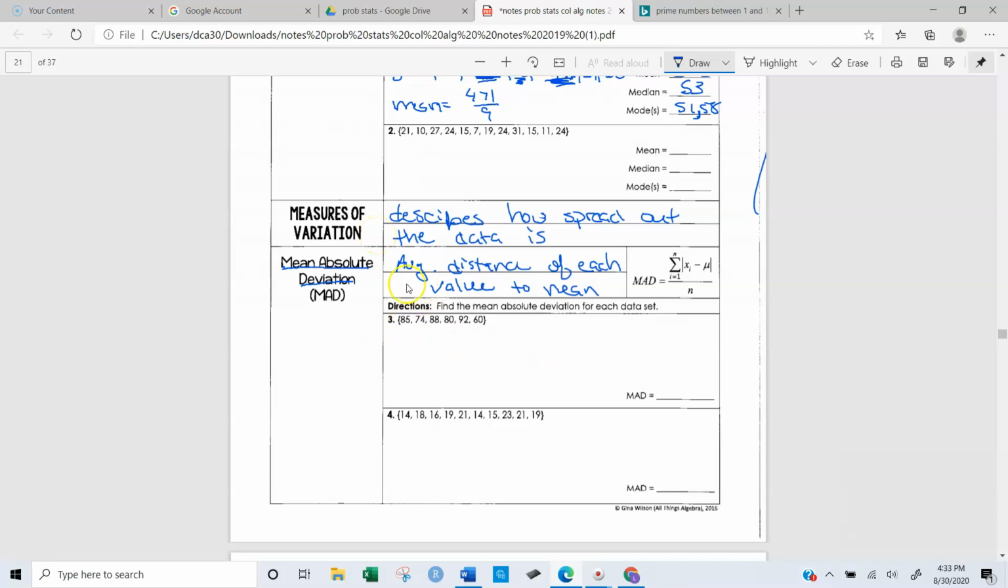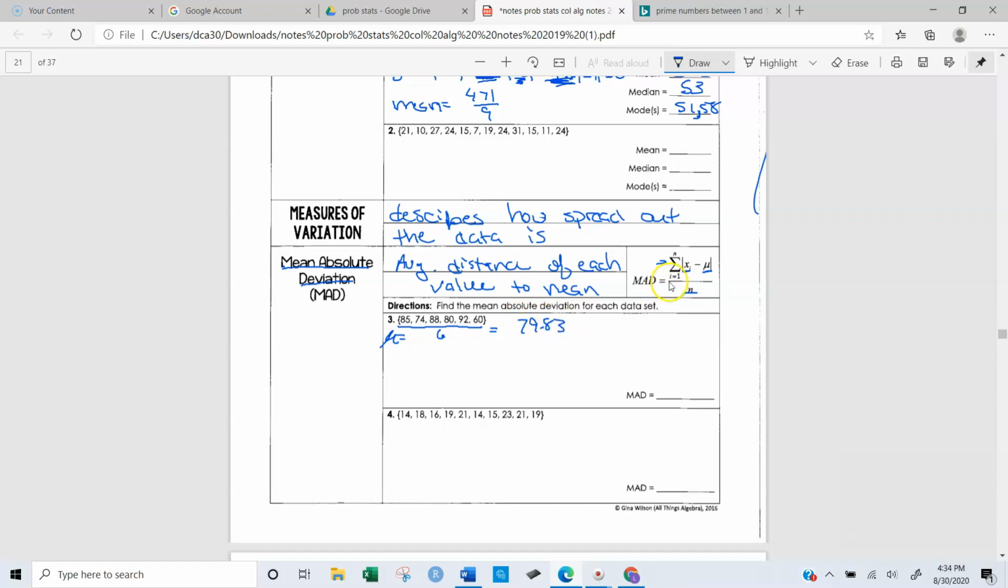Okay, to do the mean absolute deviation, you find the average distance of each value to the mean. So here's my formula. This means x is the number you're using minus mu, which is your mean, remember from above. You take the absolute value of all of those, you add them up, that's what summation means, and then you divide it by how many you have. So step 1 is we have to find the mean. You add all these numbers up and divide by 6 because that's how many we have, and our mean is going to be equal to 79.83.